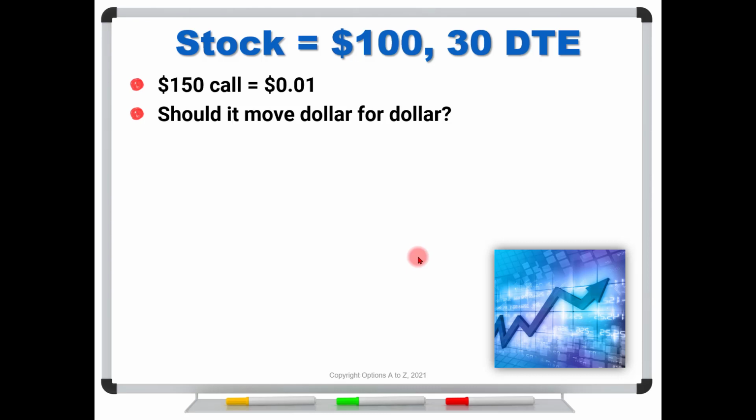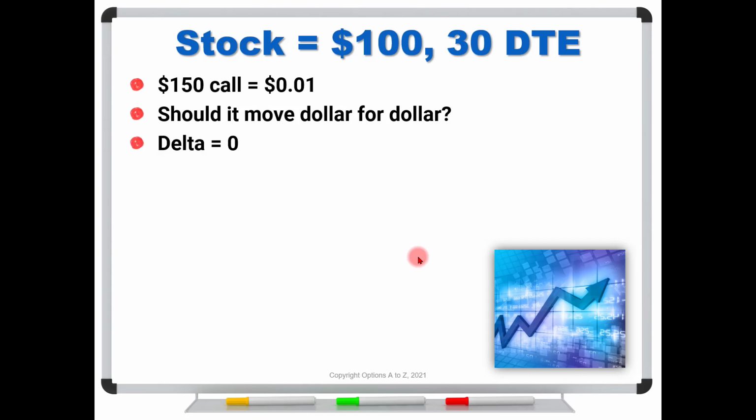Instead, the traders are going to look at this and go, you know what, with only 30 days to expiration, this $150 call doesn't really have much of a chance of being in the money. So therefore, we're not going to give it a lot of value, only a penny, but its delta is probably also going to be 0.